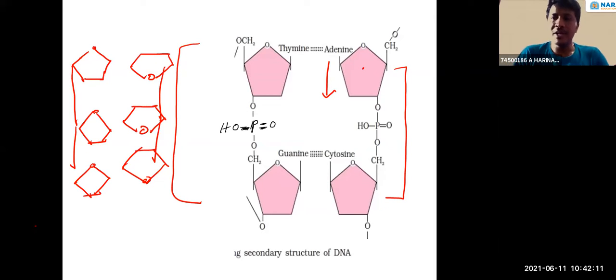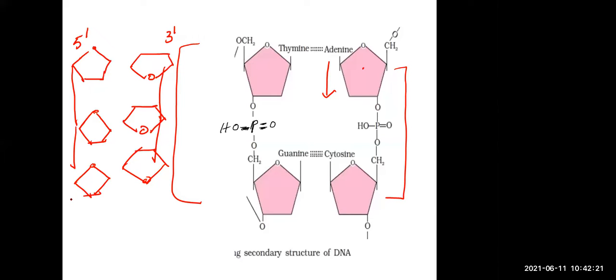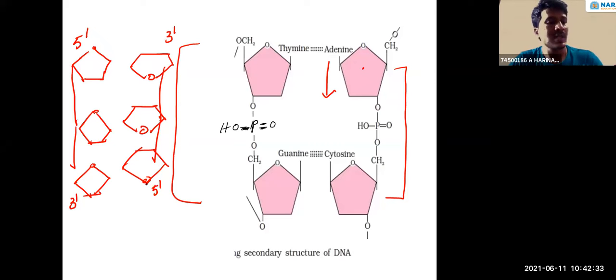So we have the idea that one end of one polynucleotide chain is 5 prime, so automatically this end is 3 prime, and that end is 5 prime. Got it? So this is all about the nature of the bond. Any questions?